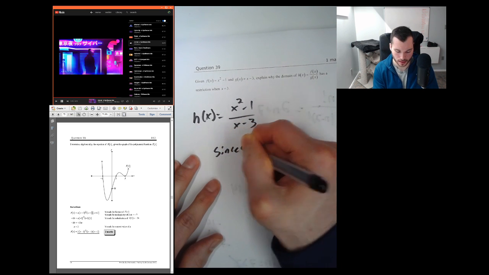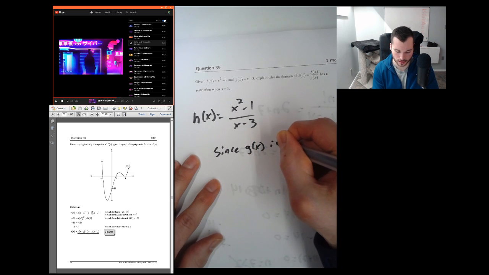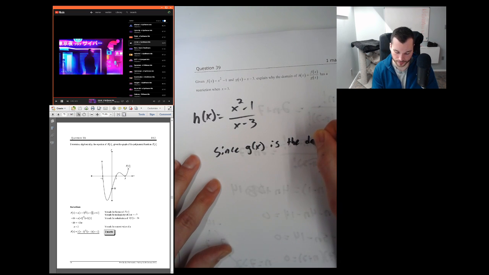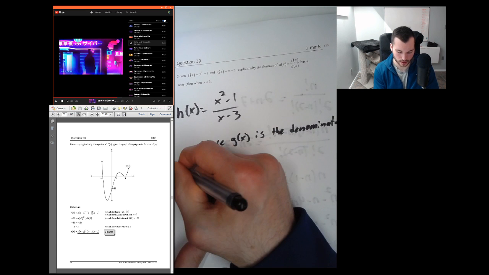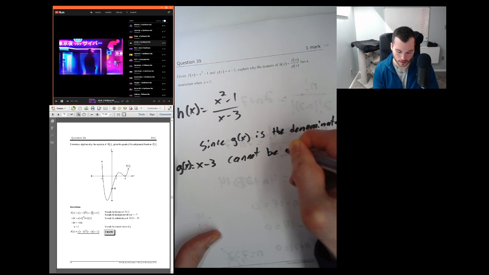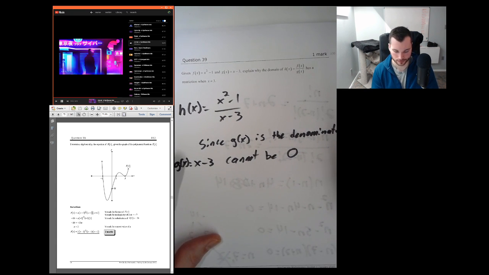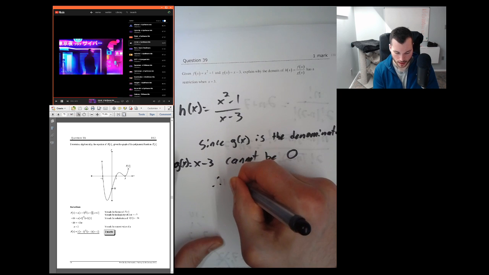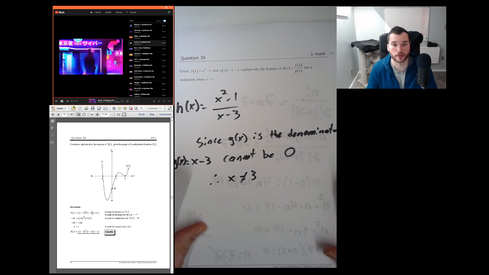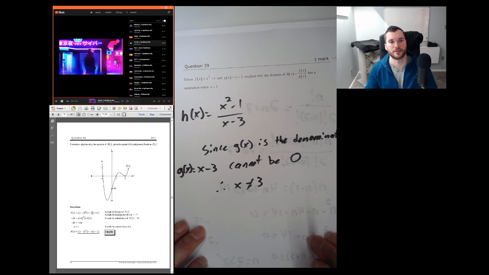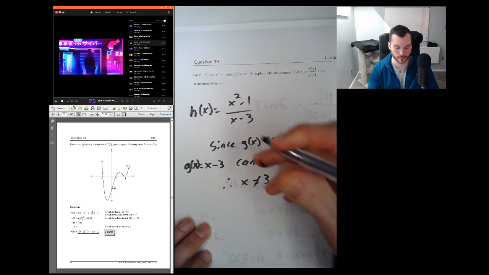Since g of x is the denominator, x minus 3, g of x cannot be 0. Therefore, x cannot equal 3. That's it. That's really all we have to say. G of x on the denominator. Okay. Easy stuff here, okay? Giving away those marks.